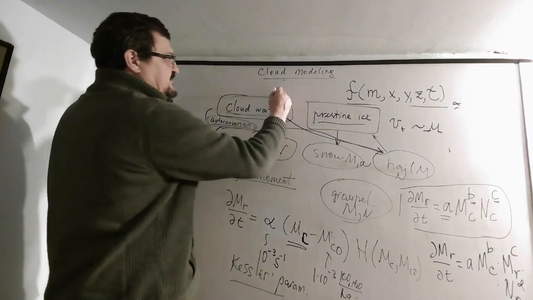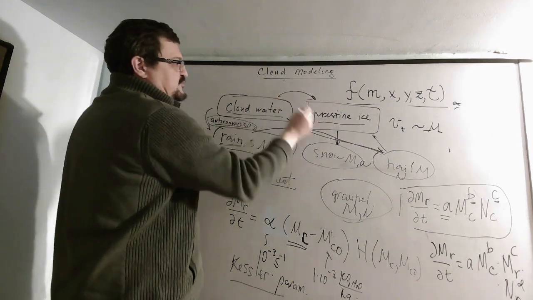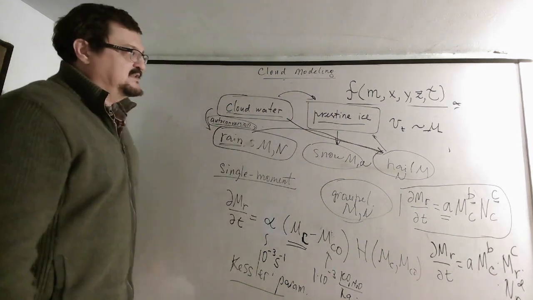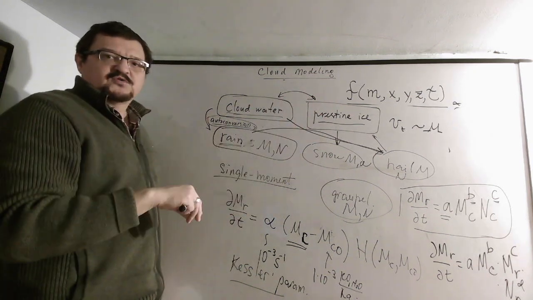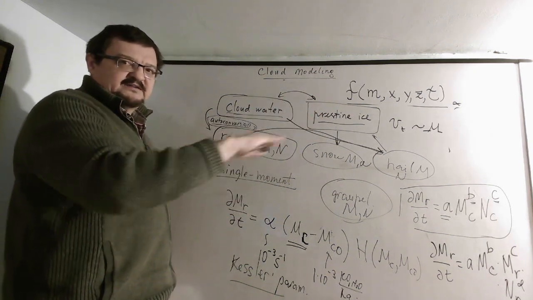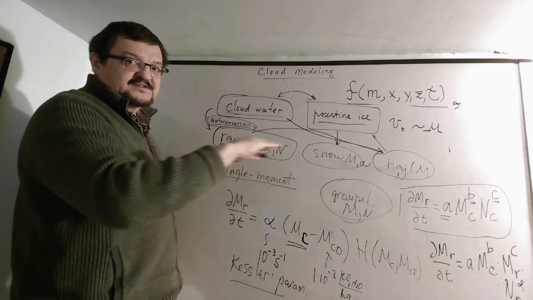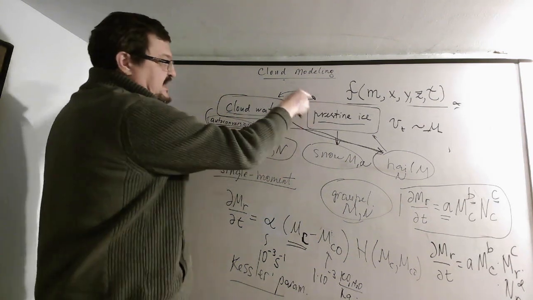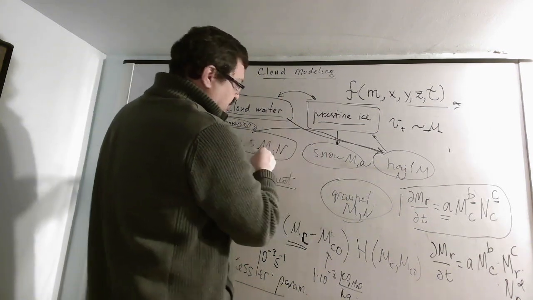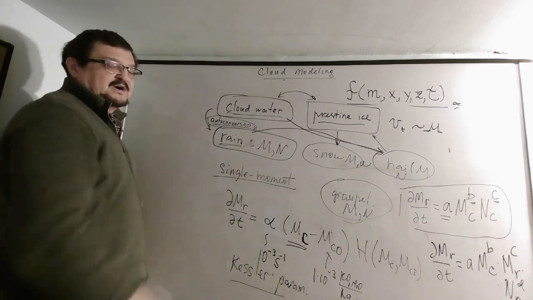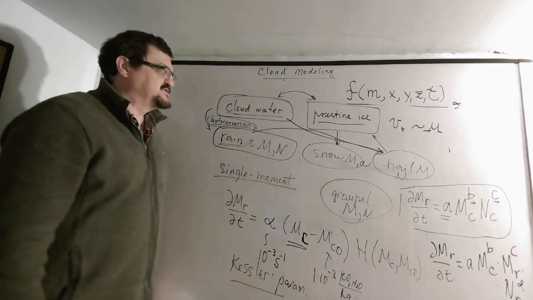And also there is this kind of freezing of cloud water to produce pristine ice as well, and vice versa. When pristine ice gets below zero level, so below 0 degrees Celsius, warmer temperatures, it melts and produces cloud water, for example, or it can produce rain or drizzle if you introduce such an additional category.